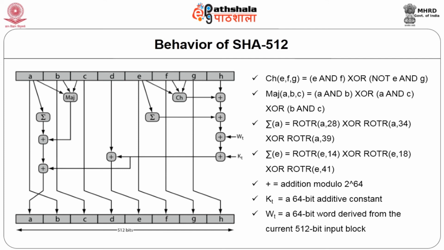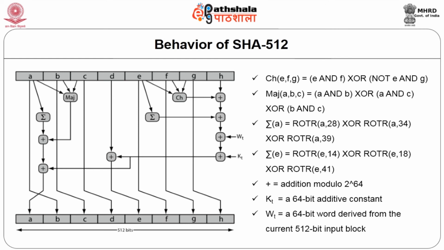To generate T2, we have sigma 0 of 512 of A. So once again, what does sigma 0 of 512 of A suggest? It suggests performing the rotate right operation by 28 bits on A, exclusive OR with rotate right by 34 bits on A, exclusive OR with rotate right by 39 bits on A. Keep in mind, when I say rotate right, it's a circular right shift. Once you have performed this, you have an output, then perform addition with MAJ(A,B,C). What does the MAJ function do? The MAJ function has three inputs A, B and C.